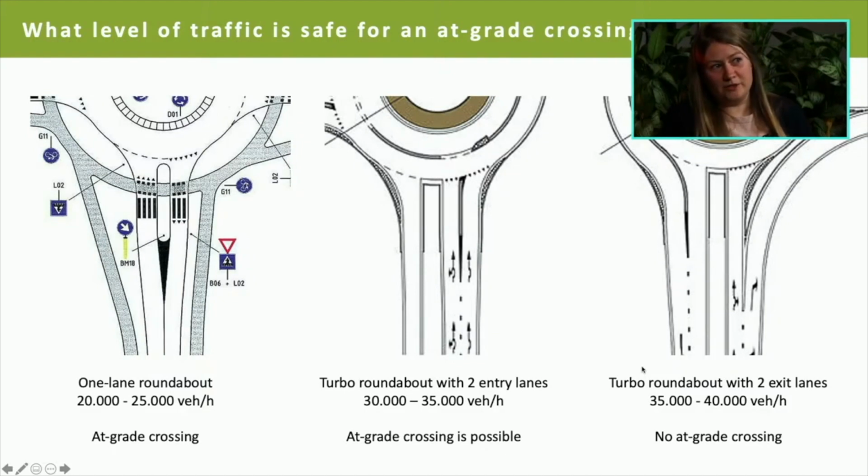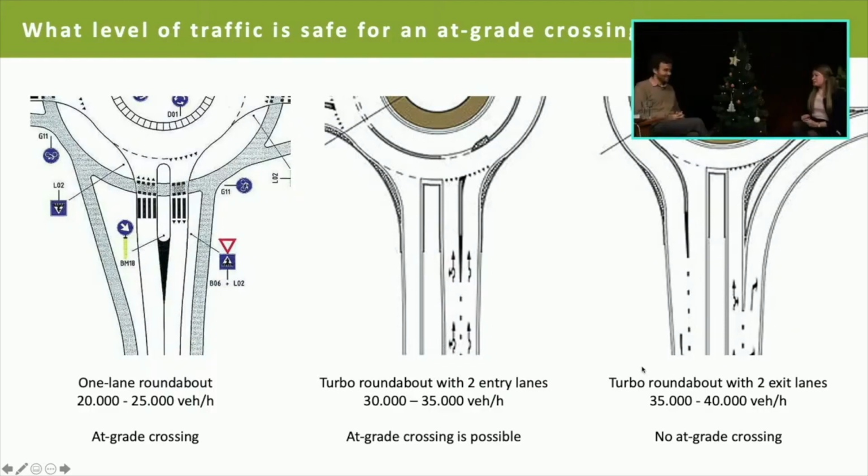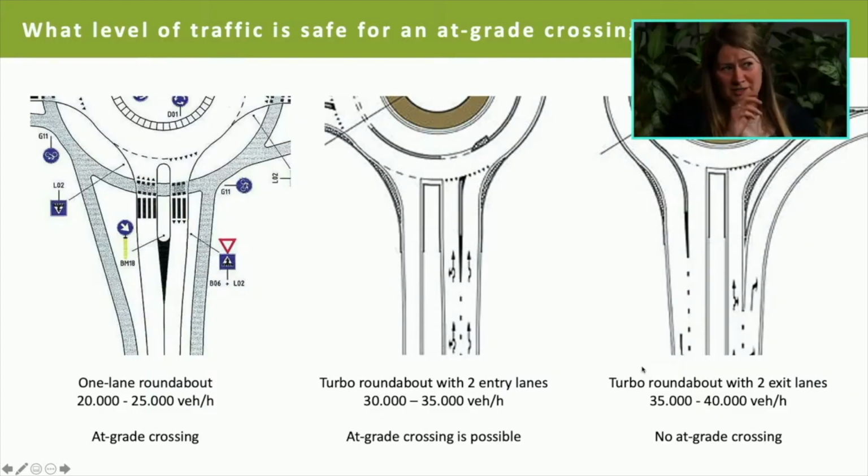Then the middle one, the turbo roundabout with 2 entry lanes and 1 exit lane, you can do an at-grade crossing. It is possible. I don't know if I would recommend it, but it's not the most safe option. But you wouldn't put a zebra crossing there, would you? Well, it depends on if you have cycle priority, because if you have cycle priority, you also have priority for the pedestrians. But I think in most cases, this type of roundabout is outside of the urban area, and there aren't any pedestrians or such a low level, so there isn't any crossing.